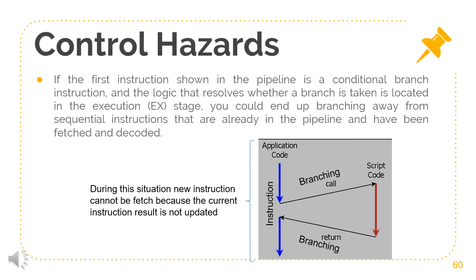If the first instruction shown in the pipeline is a conditional branch instruction, and the logic that resolves whether a branch is taken is located in the execution X stage, you could end up branching away from sequential instructions that are already in the pipeline and have been fetched and decoded. In simple words, a control hazard occurs when the next instruction cannot be fetched while the initial instruction is branching away, because the initial instruction has not completed the branch and there is no outcome yet.